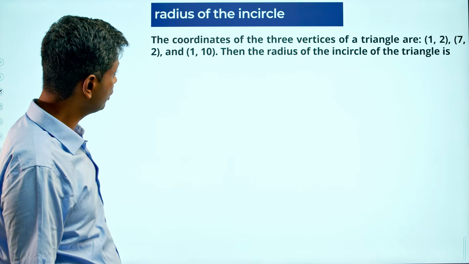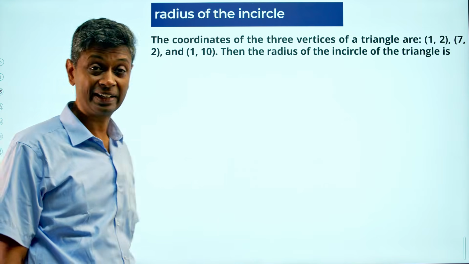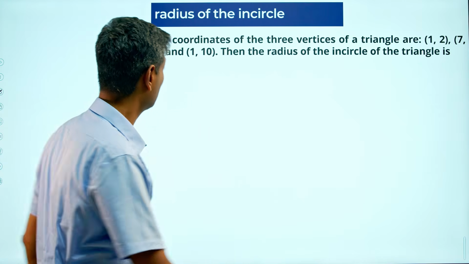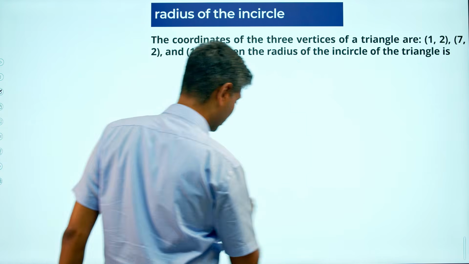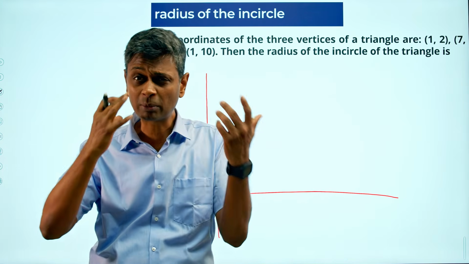The coordinates of the three vertices of a triangle are (1, 2), (7, 2), and (1, 10). Find the inradius of the triangle. We can find the 3 sides, then we can find the inradius. Typically, when you're given this, there's something special about this triangle.